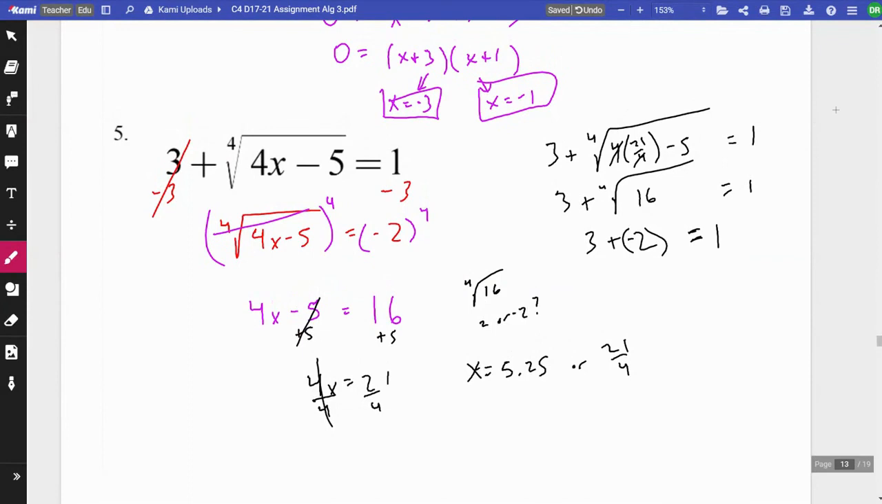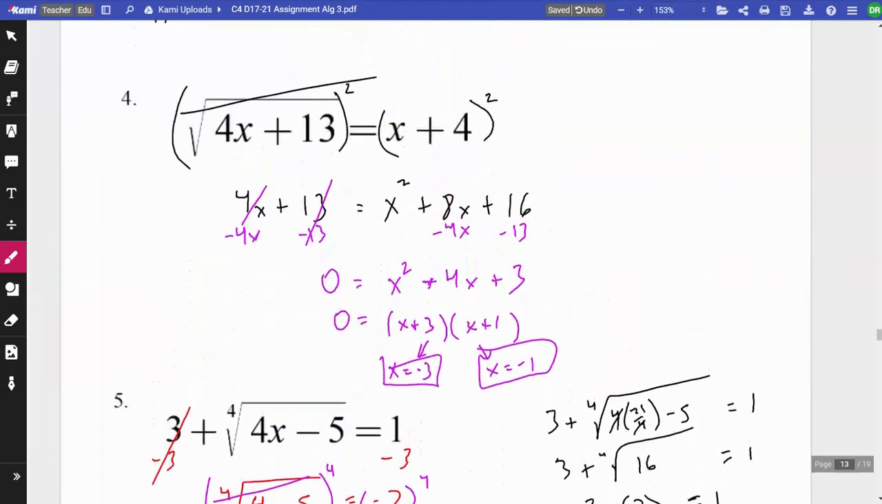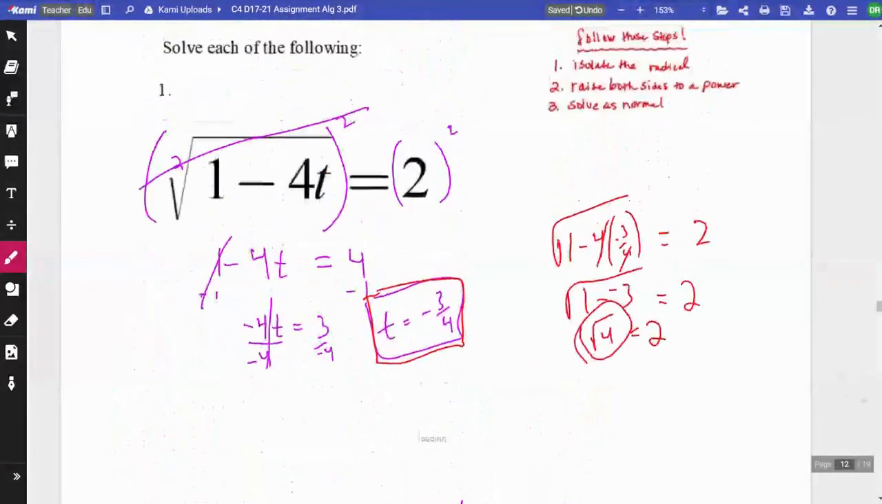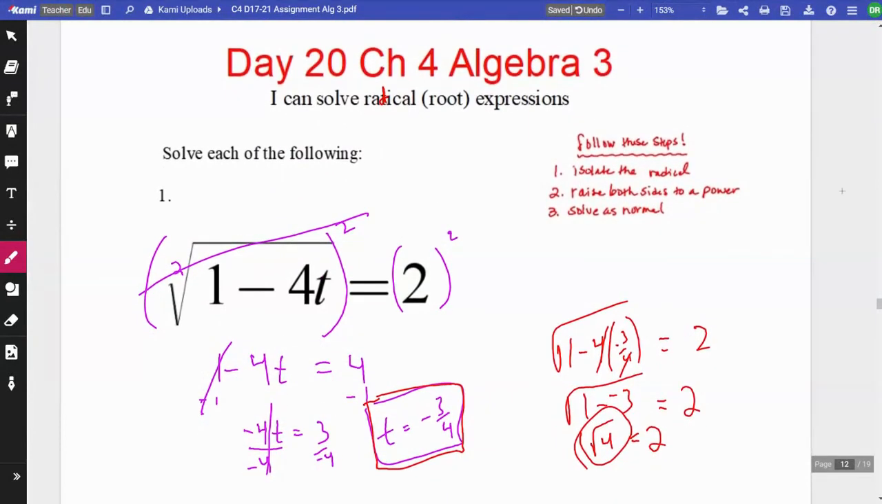All right, hopefully that was not overly confusing. But really, just follow the process. It's the same thing every time. Isolate the radical, raise both sides to the power that you need to get rid of the radical, and then solve. All right, good luck.